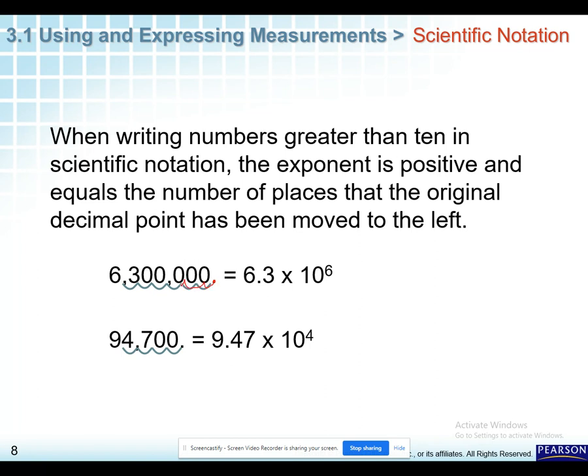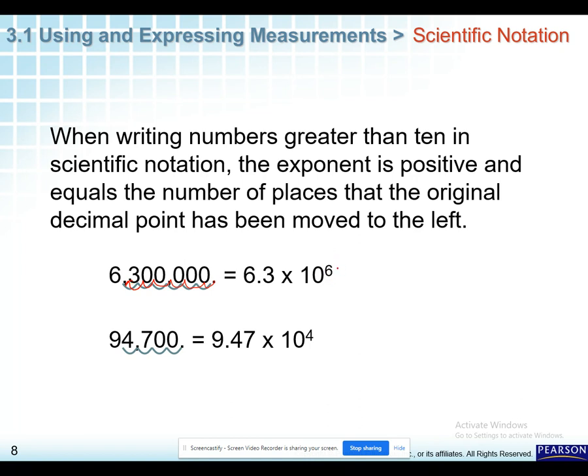So 1, 2, 3, 4, 5, 6. I have to move my decimal here because if I leave it here, I have 63, and that number is not between 1 and 10. If I move my decimal here, I have 6.3, and 6 is between 1 and 10. So that's how I got the 6.3. Then you have to write times 10. And the way they got this 6 right here is because I moved 1, 2, 3, 4, 5, 6 spots.